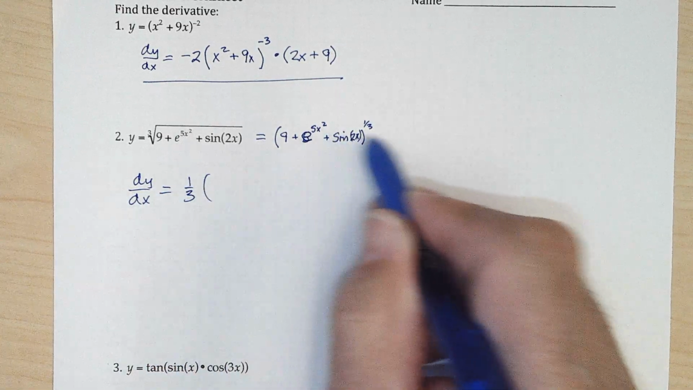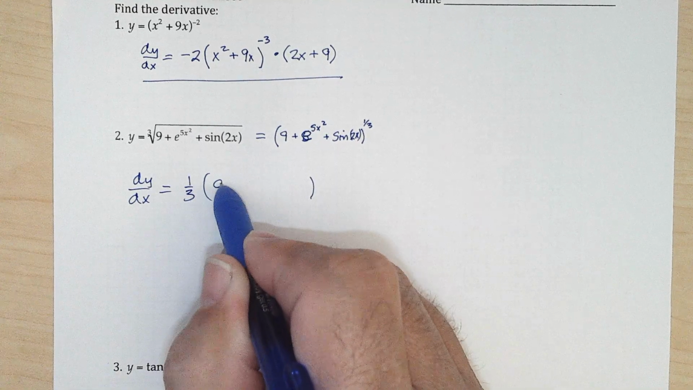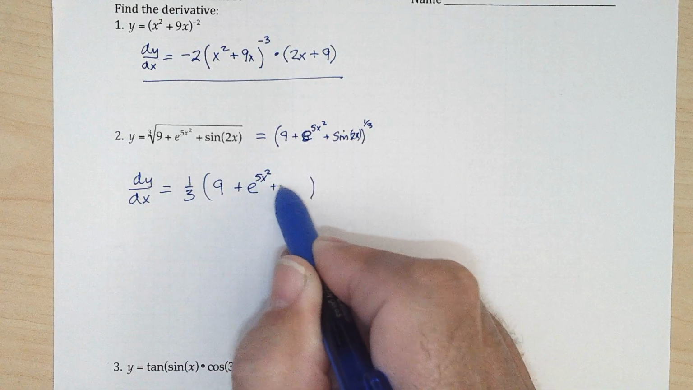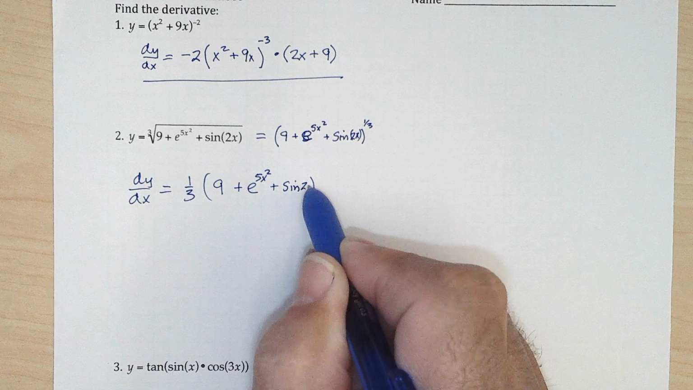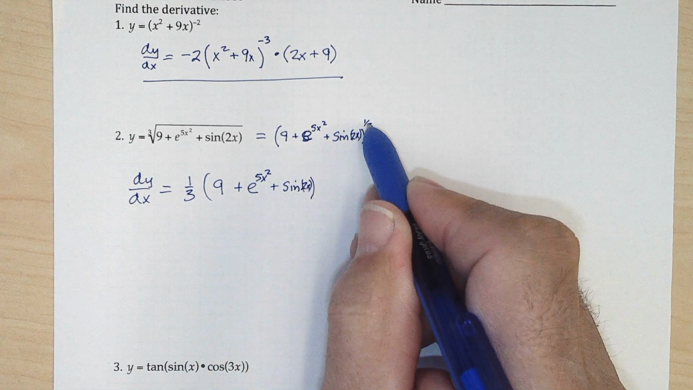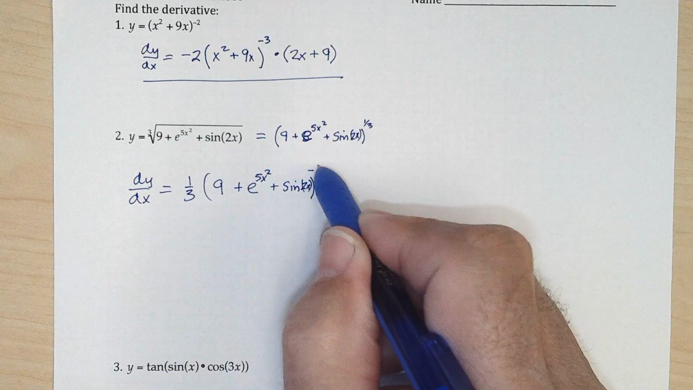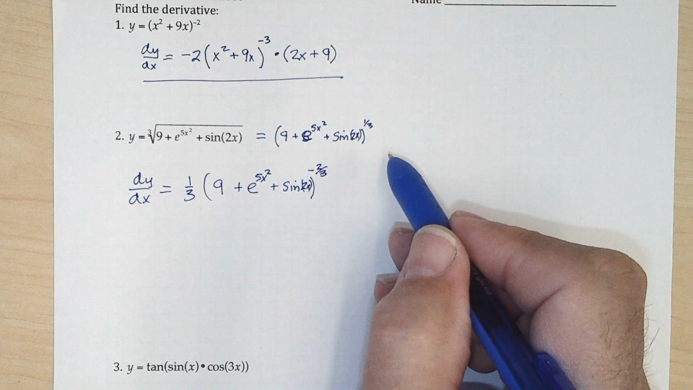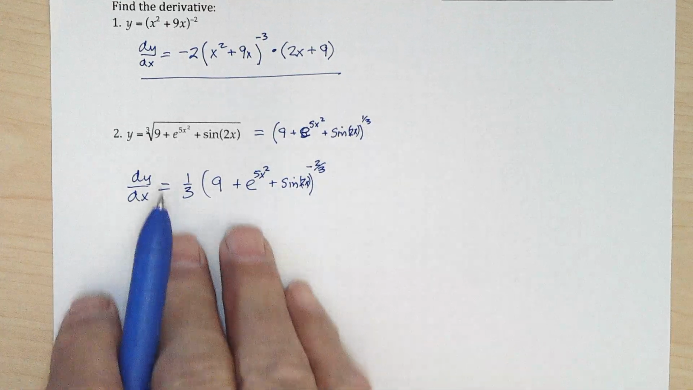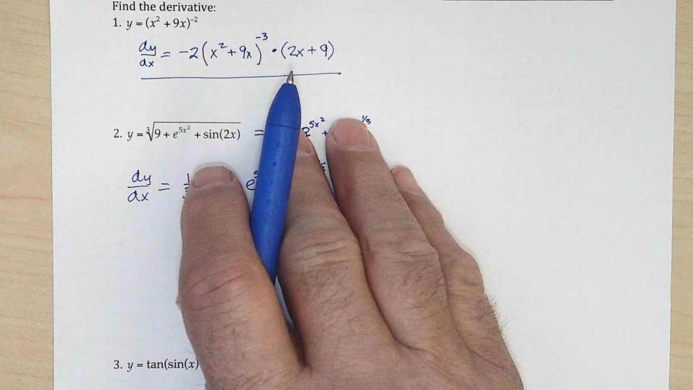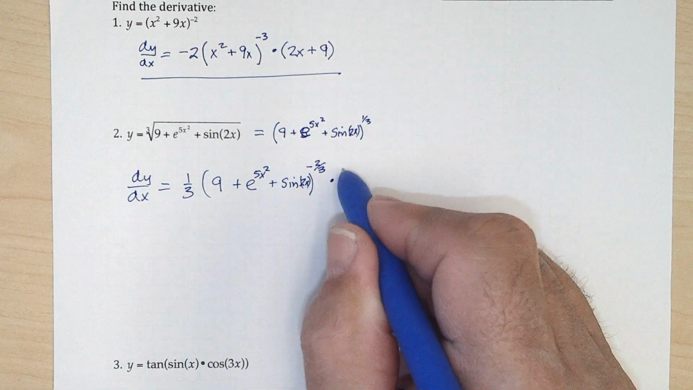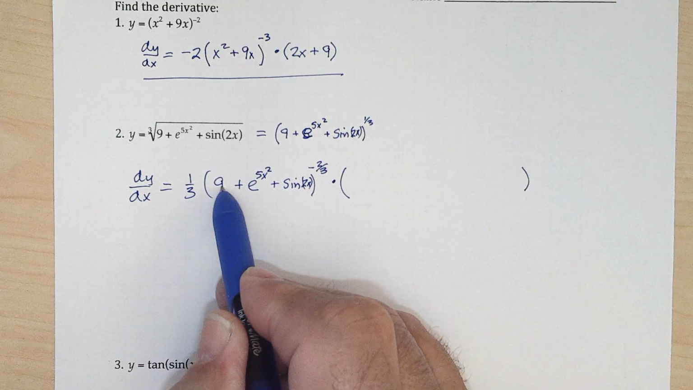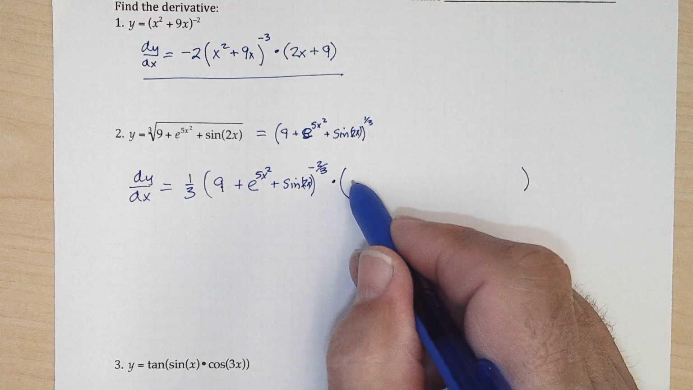1/3 times all of that stuff unchanged to 1 less power, which is negative 2/3. 1/3 minus a whole 1, or 3/3, is minus 2/3. That's the derivative of the big picture, but then we got to go times the derivative of the inside. Derivative of 9 is 0. Derivative of a constant is 0.